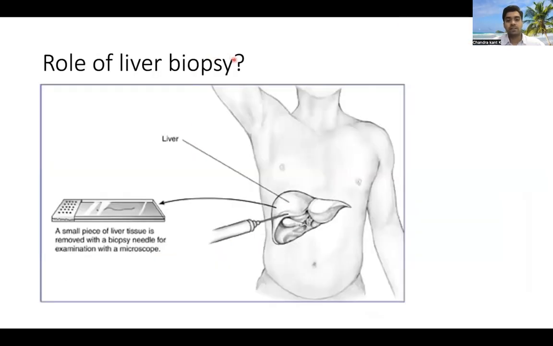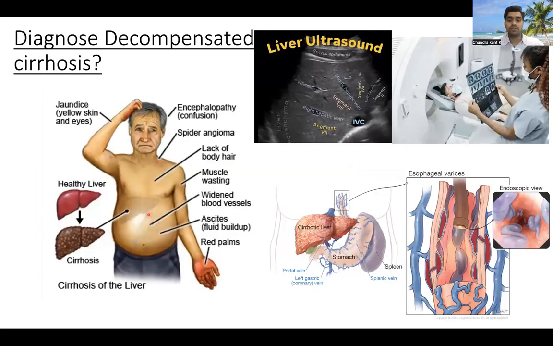And sometimes when there is a discrepancy or mismatch between the clinical symptoms and the liver findings, then we'll go for the liver biopsy, where a piece of liver is taken and examined under microscope for the disease.